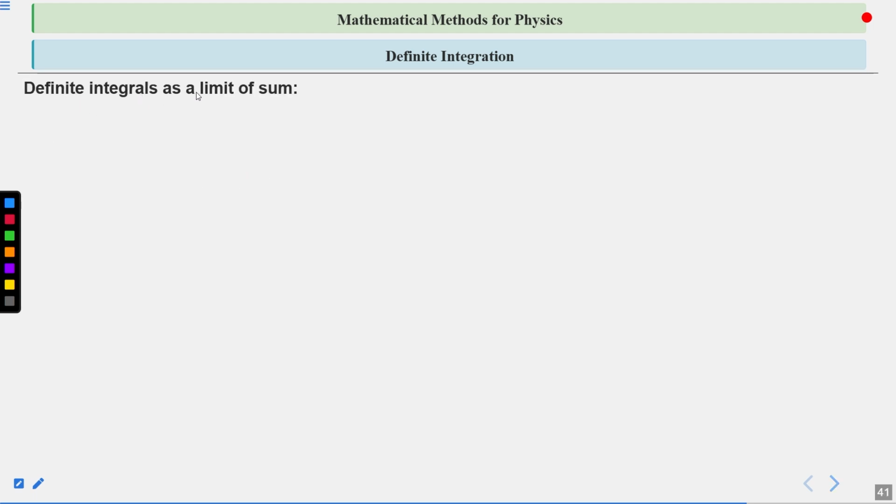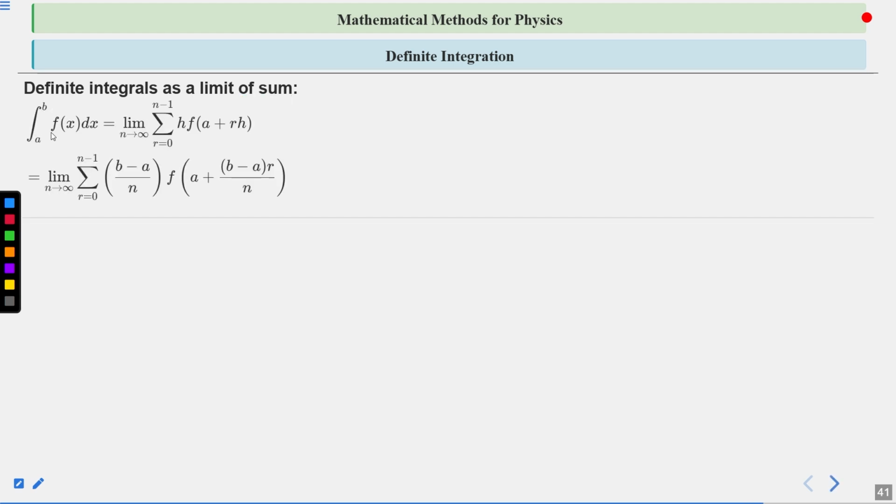Definite integrals as a limit of sum. So integration a to b f of x dx is equal to limit n tends to infinity summation r equal to 0 to n minus 1 h f of a plus rh. So the answer is limit n tends to infinity summation r equal to 0 to n minus 1 of (b minus a) divided by n, times f of a plus (b minus a) r divided by n.